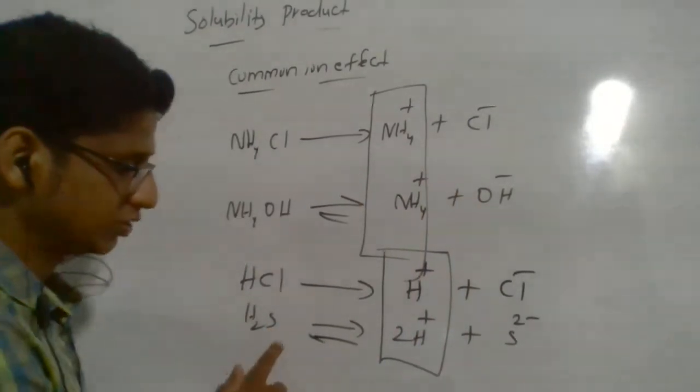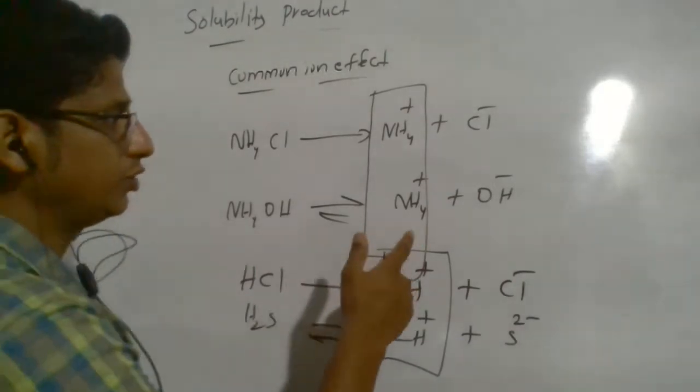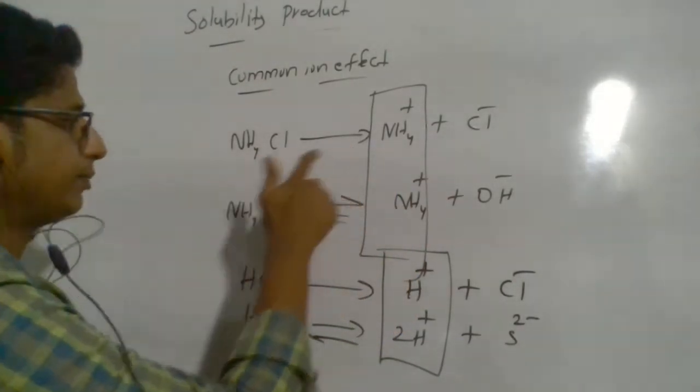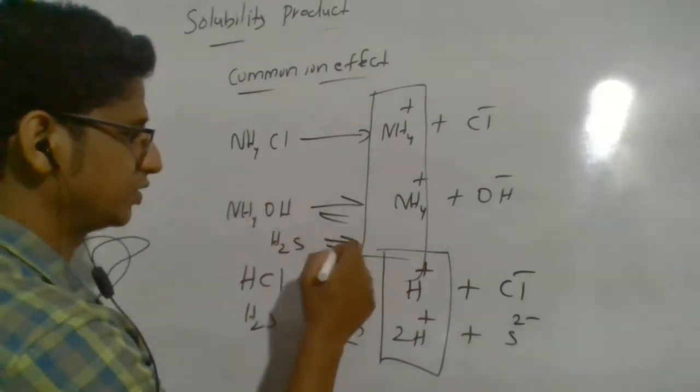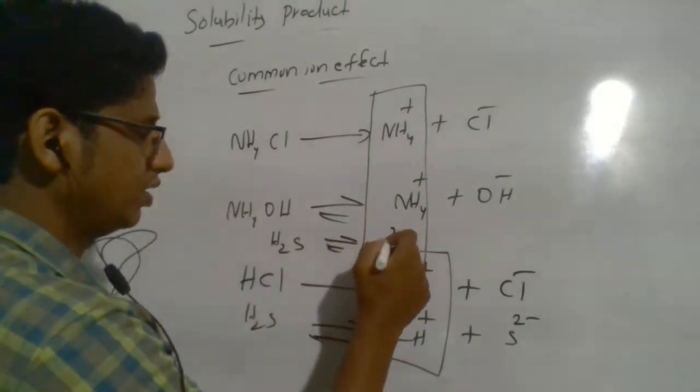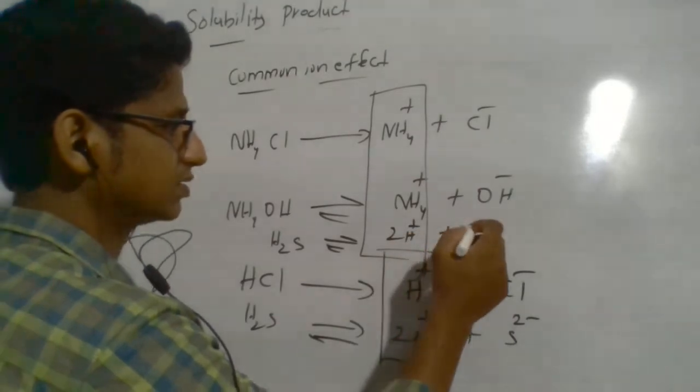Now, let us discuss group 2 and group 4. If you look at group 2 and group 4, the reagents are ammonium chloride, ammonium hydroxide, and hydrogen sulfide. So, hydrogen sulfide is a group 3 reagent, where 2H plus and OH minus.